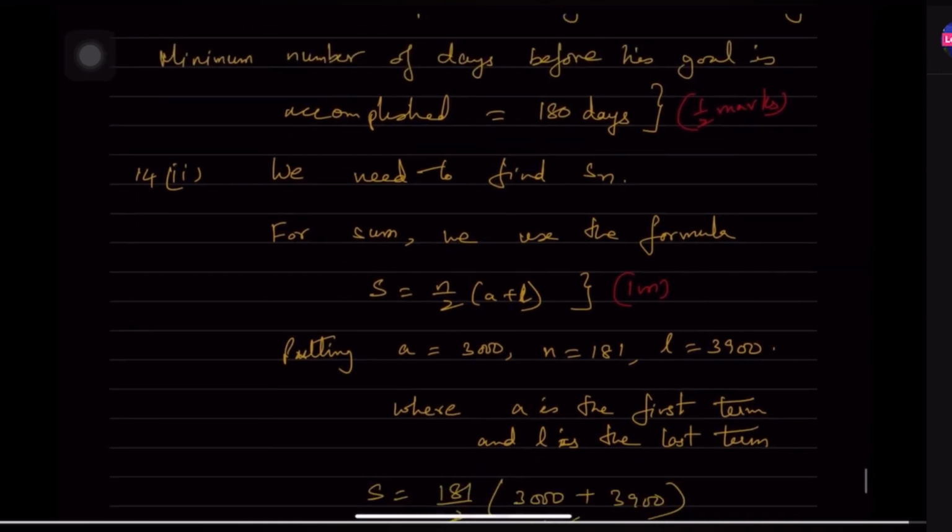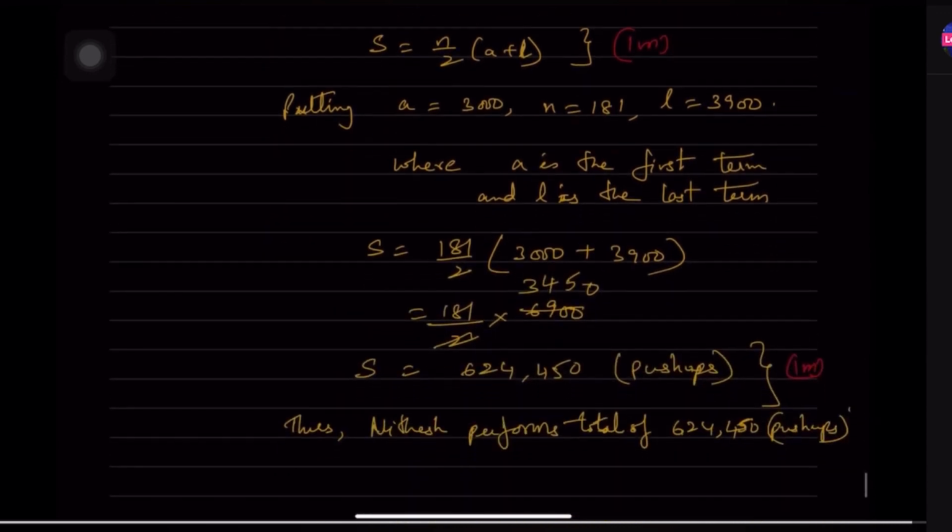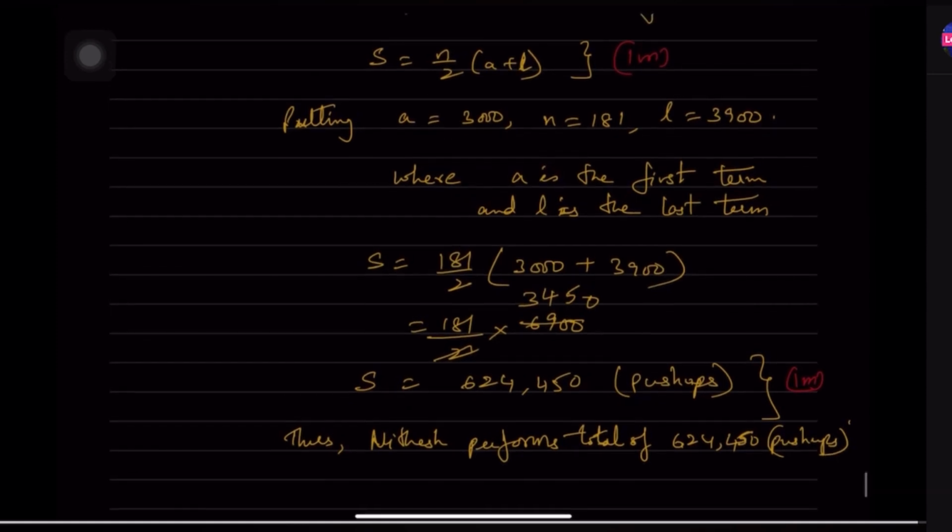So for the sum, we use the formula S is equal to N by 2 into A plus L. So we know what is A. It is equal to 3000, N is equal to 181, L is equal to 3900, where A is the first term and L is the last term. S is equal to 181 by 2, 3000 plus 3900. So it is equal to 181 by 2 into 6900. You're getting S is equal to 624,450 push-ups he is doing. So Nitesh performs total of 624,450 push-ups.